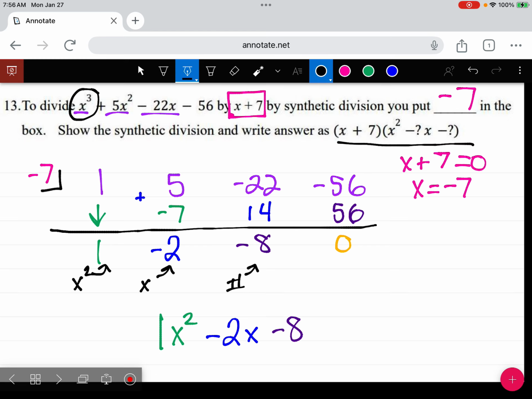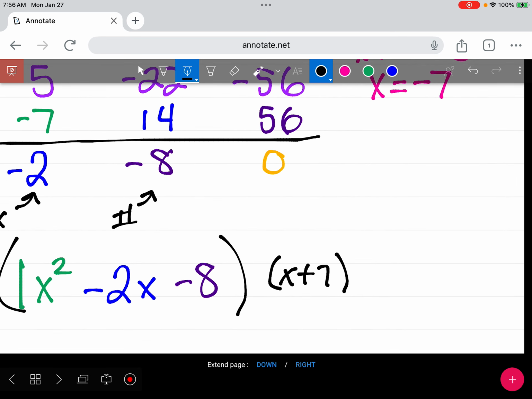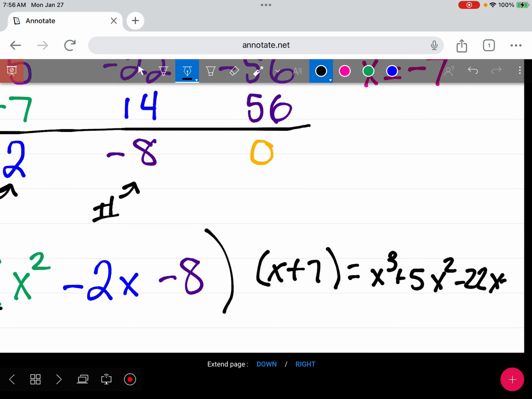And then we're going to follow our instructions and write it as a times x plus 7. Because if we took our 1x squared minus 2x minus 8 and multiplied it by x plus 7, we would get exactly the x cubed plus 5x squared minus 22x minus 56. I'm right on the edge of the screen. It fits, kind of. Okay, that's what they mean by write it as a product. I'm not going to be super petty about that, but they want us to see that.